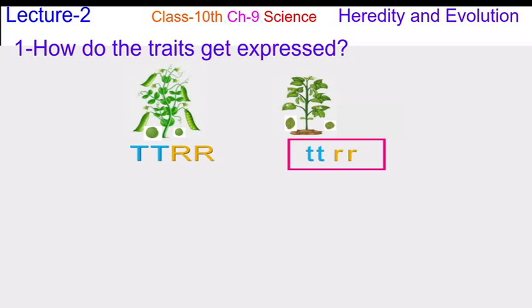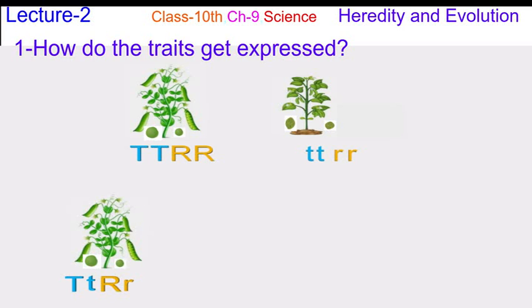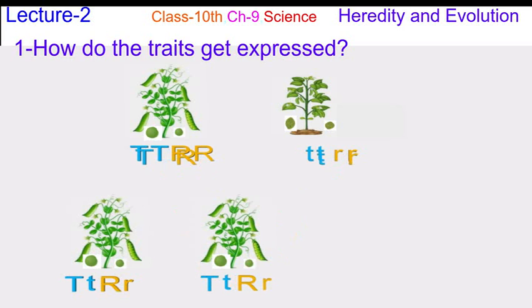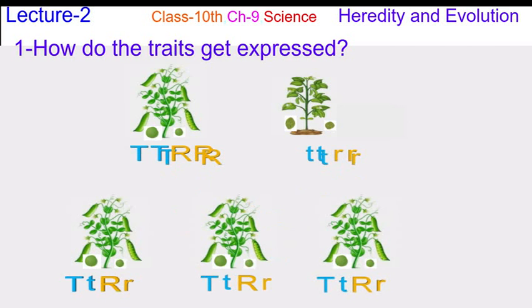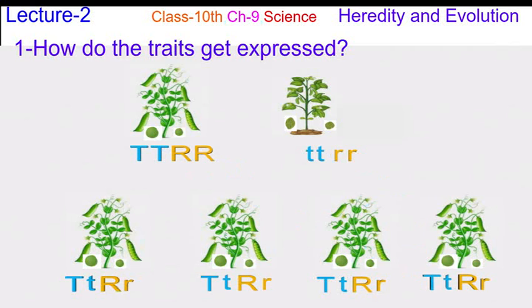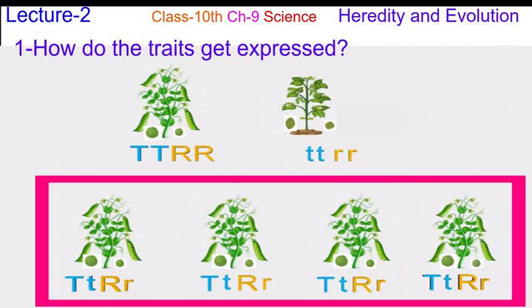They will be crossbred and they will produce capital T, small t, capital R, small r in all four possible combinations. The result is the same, that is capital T, small t, capital R, small r. No other combination is possible.